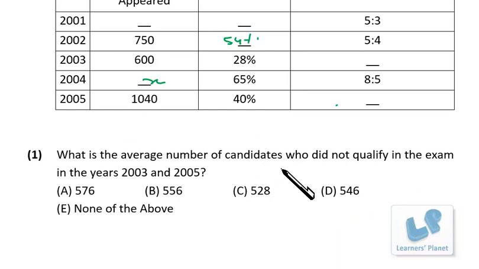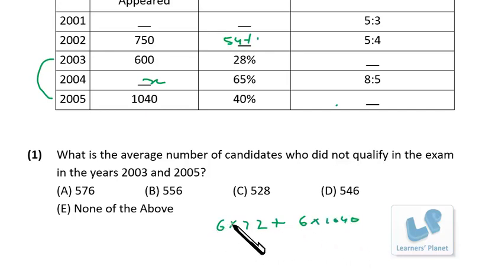What is the average number of candidates who did not qualify in the exam in the year 2003 and 2005? So in 2003, 28% qualified. That means disqualified is 72% of 600. So that is 6 into 72. I'm removing these two zeros of 600 with the percentage sign. And in 2005, it is 60% of 1040. Right. So 0.6 into 1040. So precisely 6 into 1040, and divided by 2 we have to do.